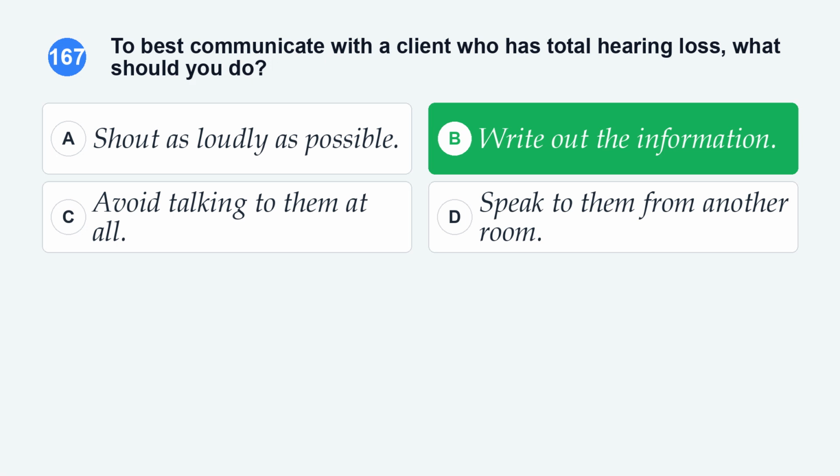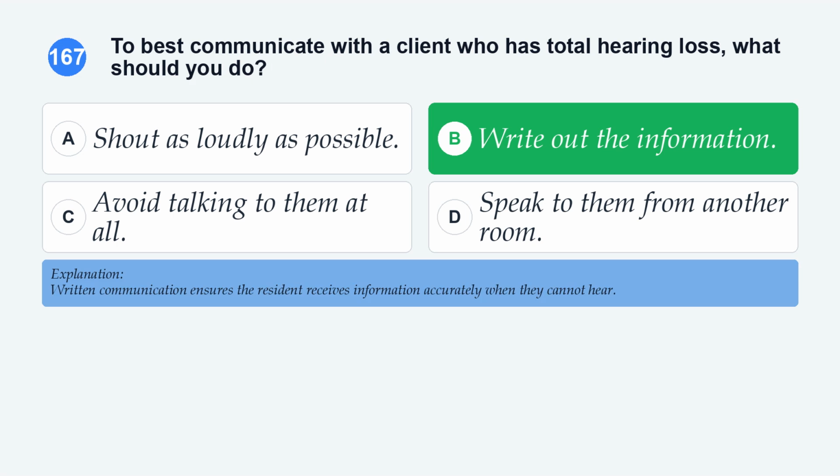The correct answer is option B. Write out the information. Explanation. Written communication ensures the resident receives information accurately when they cannot hear.